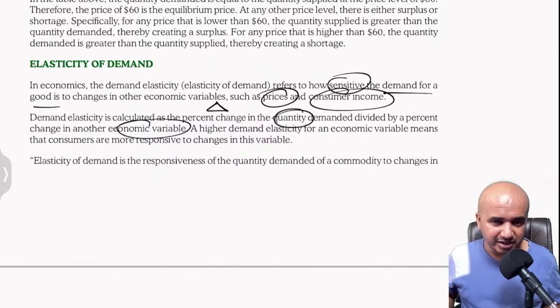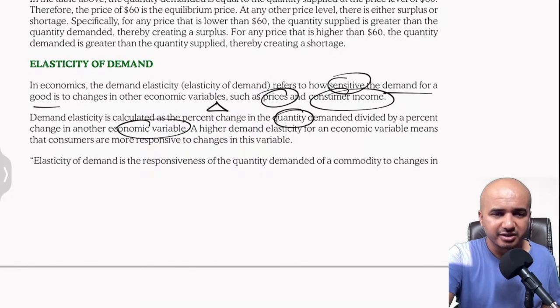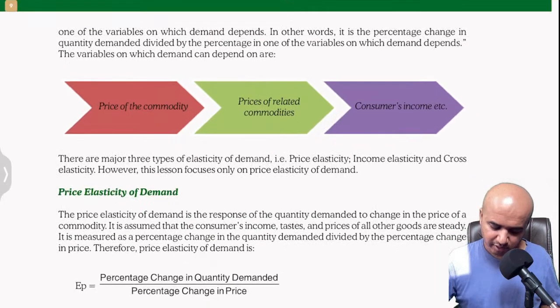A higher demand elasticity for an economic variable means that the consumers are more responsive to changes in this variable. That means if you change the price of the commodity, the consumers might come down drastically with respect to demand. Then we say there is huge elasticity. Otherwise there won't be any elasticity at all. Elasticity of demand is the responsiveness of the quantity demanded. Again, it's a repetition, I won't get into that.